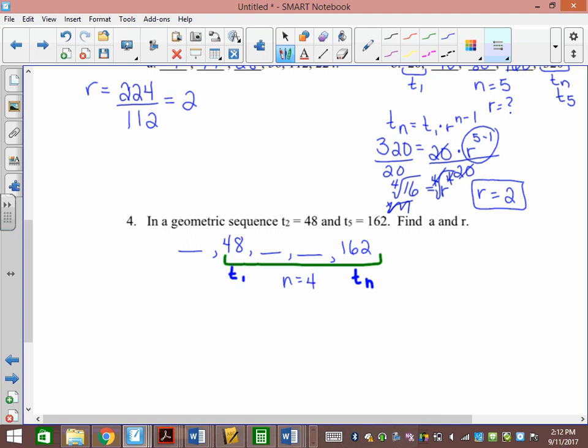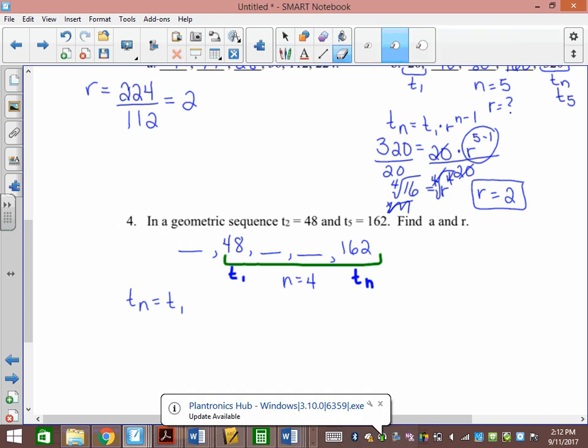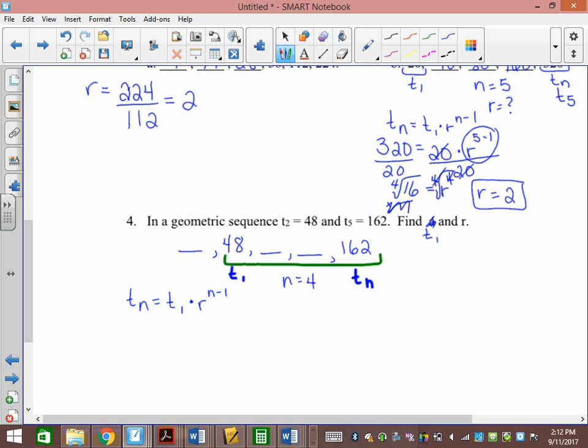So let's fill it out. Tn equals T1. Oops, I want to go back to the other formula. T1 times R to the n minus 1. And this shouldn't say A, it should say T1. Some textbooks you use A. A is also another form for the first term, but we're using T1 because the textbook uses T1. The old textbook used to use A, so I need to fix that.